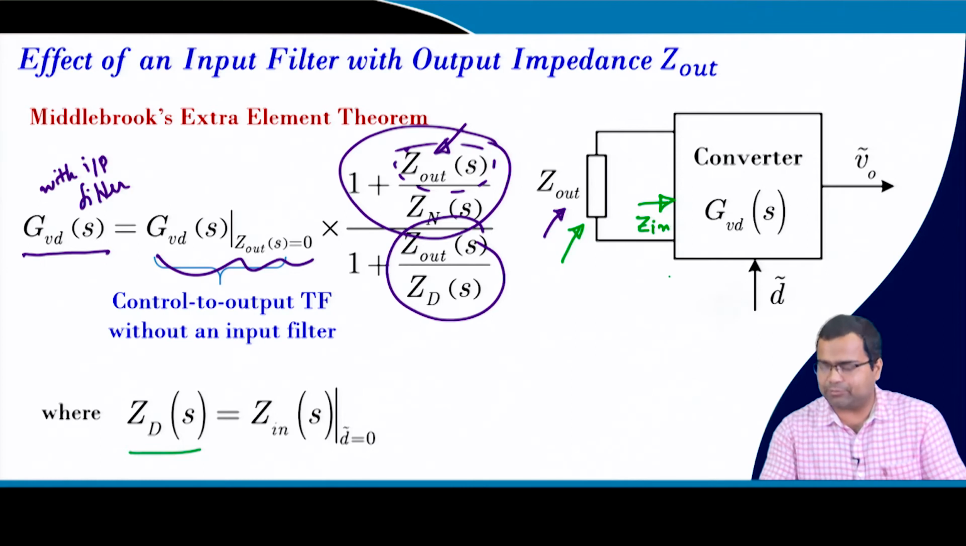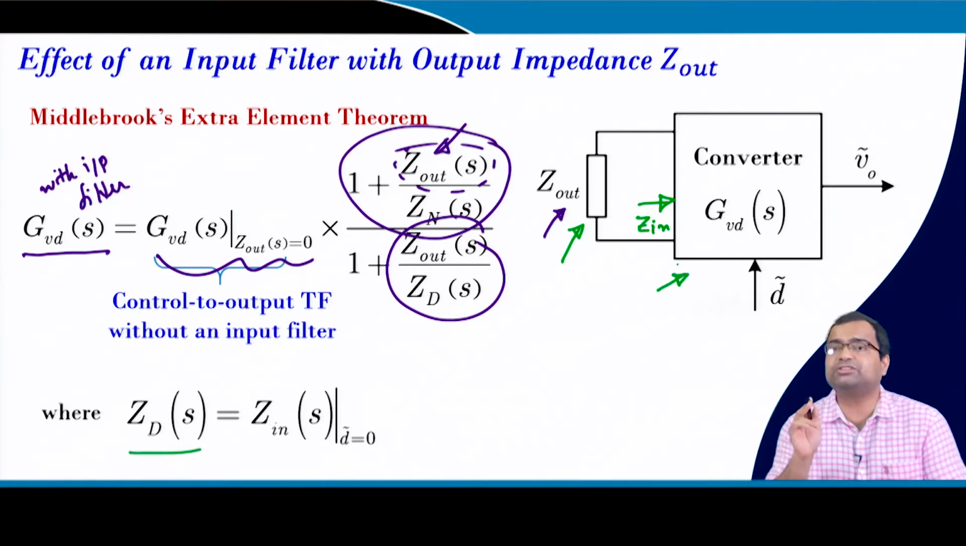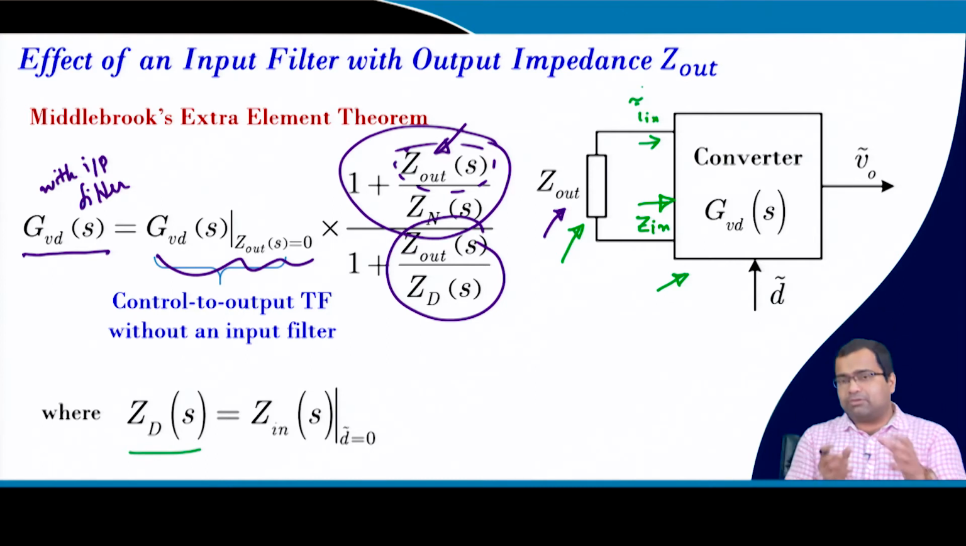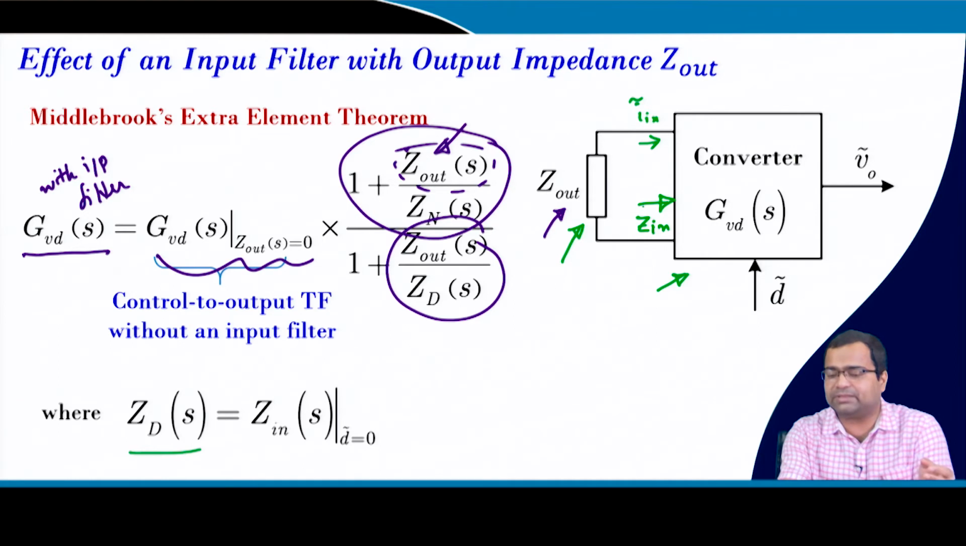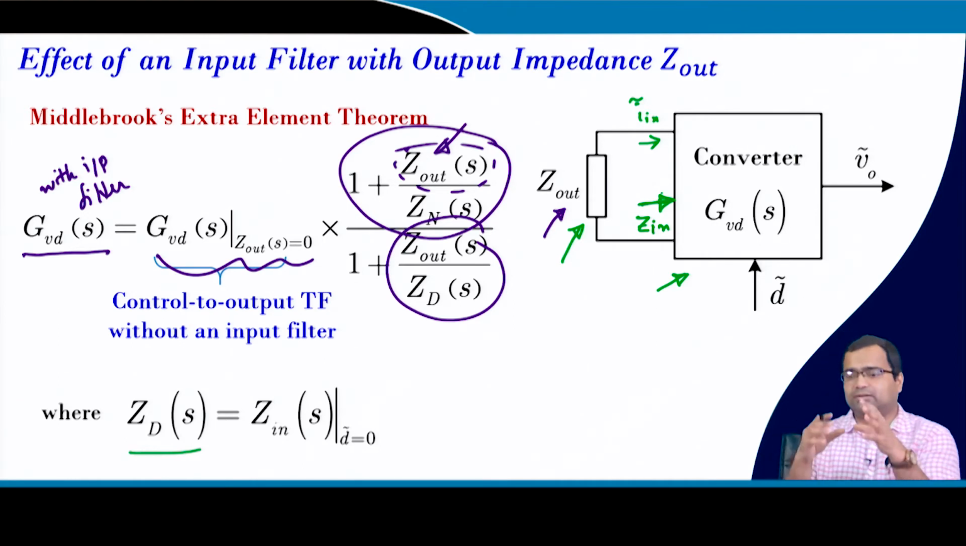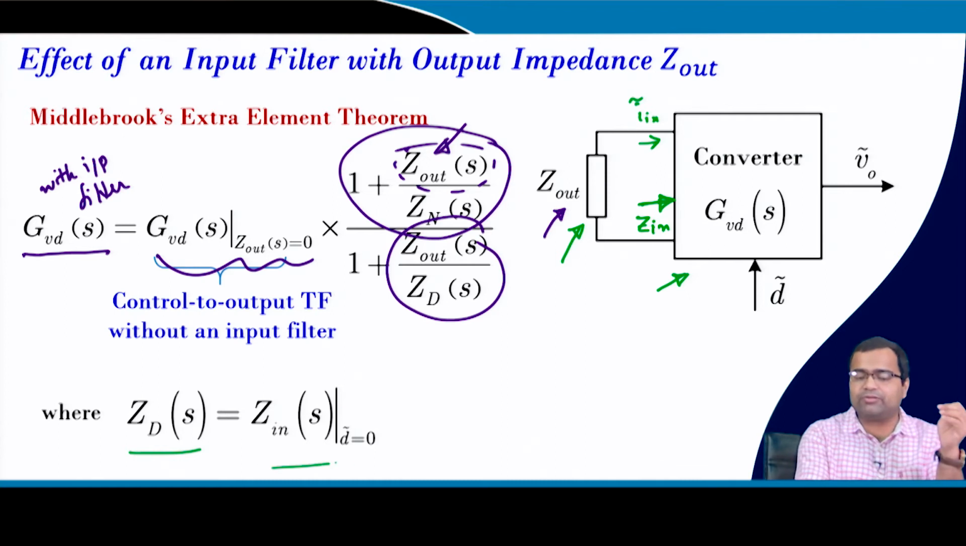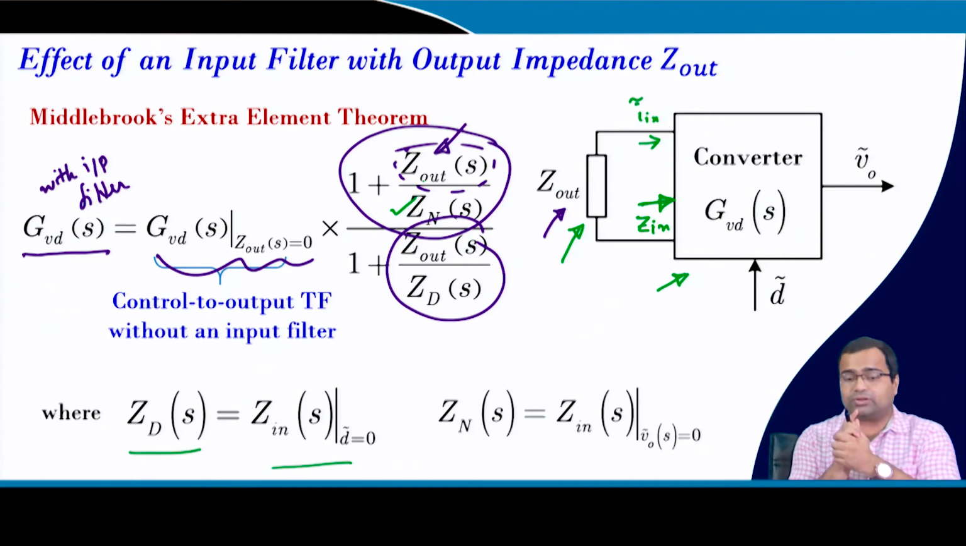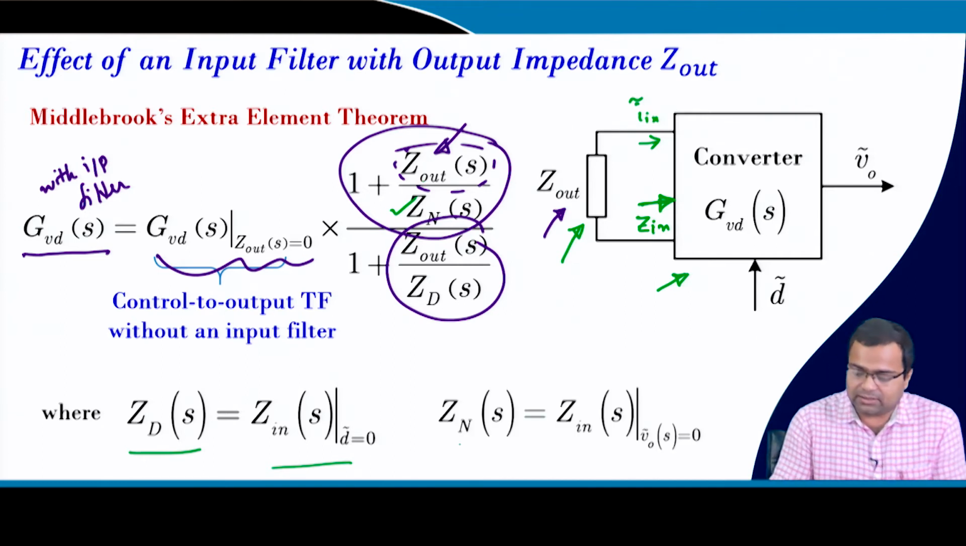That means as if we are running the converter with fixed duty ratio and we are injecting the input current to the converter, and we are measuring the impedance looking from this side of the converter. So, that impedance will be the input impedance of the converter when we operate in open loop. So, this is done. Then what about Zn?